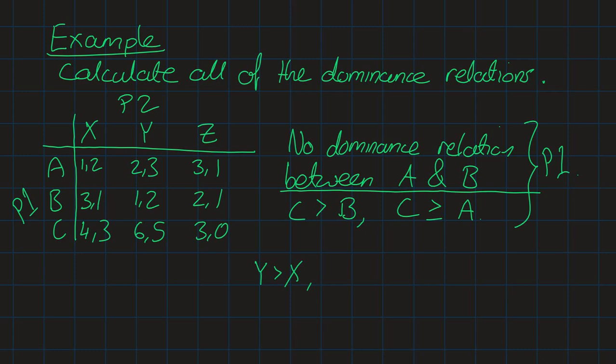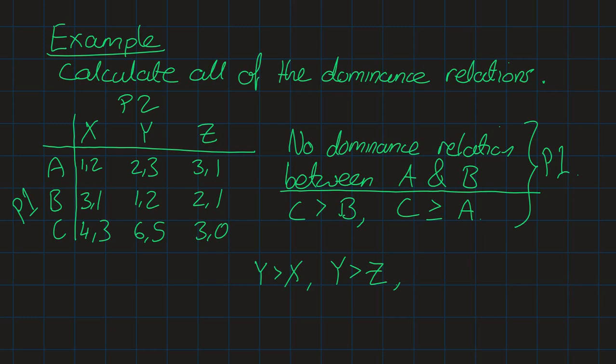Okay, let's move on to Y and Z. I'm comparing Y and Z. So I have that 3 and the 1. 3 is strictly bigger than 1. 2 is strictly bigger than 1. And 5 is strictly bigger than 0. Okay? So what does this mean? This means it's always in player 2's interest to play Y instead of playing Z, because Y always gives them a better payoff. This translates to the fact that Y strictly dominates Z.